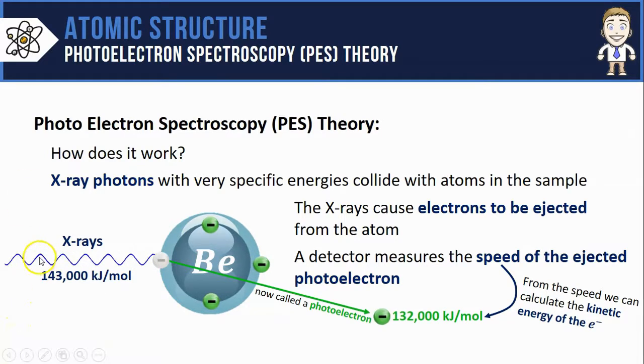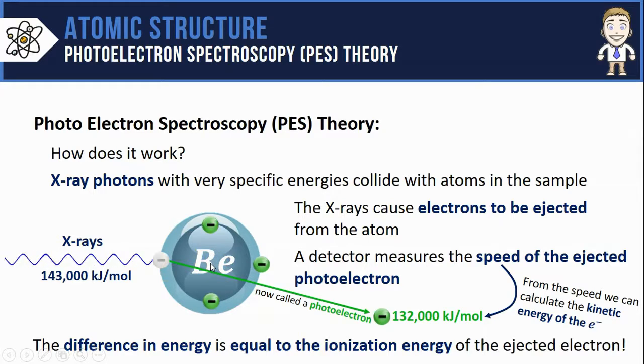In this case, the ejected electron has 132,000 kilojoules per mole of energy. So notice that my X-rays came in with 143,000 kilojoules, but my ejected photoelectrons don't have all that same energy. In fact, they have less. So that means somewhere along the way, energy was lost. And that lost energy was the energy that was needed to break the attraction between that electron and the nucleus. In other words, the difference in the two energy values is equal to the ionization energy of the ejected electron.